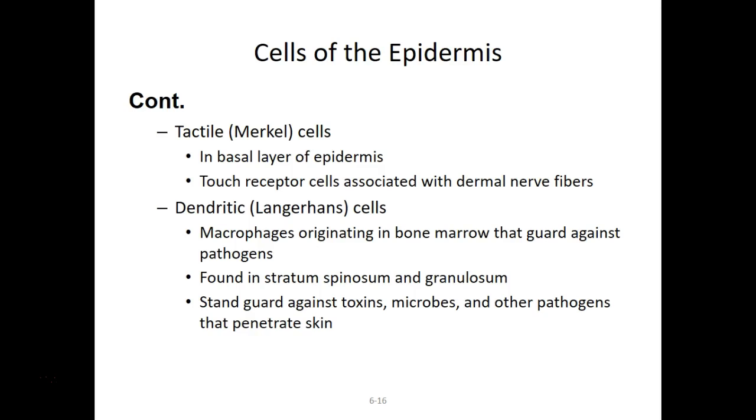We have tactile cells, which are found attached to the basal layer of the epidermis. These are cells that have neuron receptors that will take in signals of pressure or pain and send them to the brain. And then we have dendritic cells. Dendritic cells are the white blood cell macrophages of the epidermis. They're found in the stratum spinosum layer mainly, and they protect us from pathogen entry.